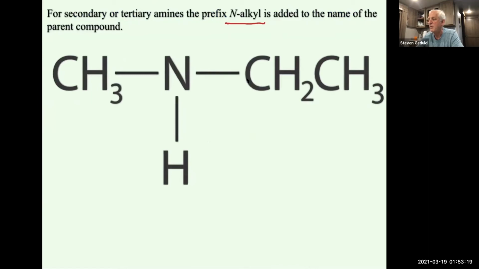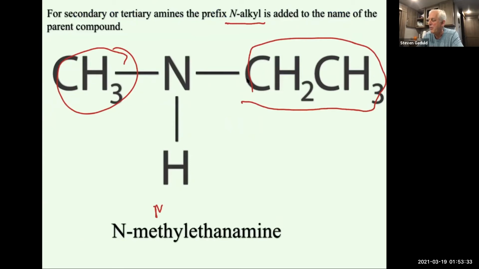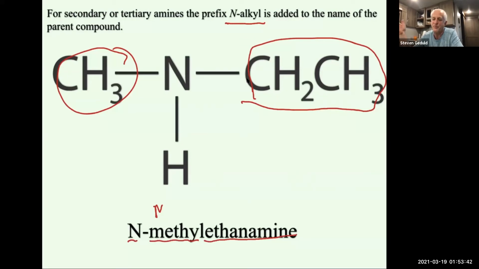Okay. So we name this one, we would have N because we have a second one here. We have a methyl group attached, and then an ethyl group attached, and then an amine. So we have N-methyl ethanamine. I just go in order of size. The smallest one comes first.